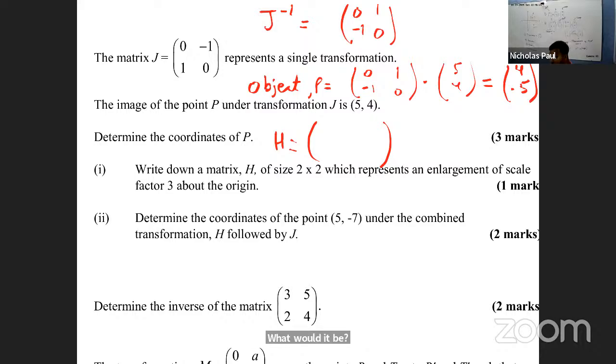Ashton, help them quick. What would the scale factor be? I gave you an example with a scale factor of 2. Can I change the number? What is it going to be? 3003.